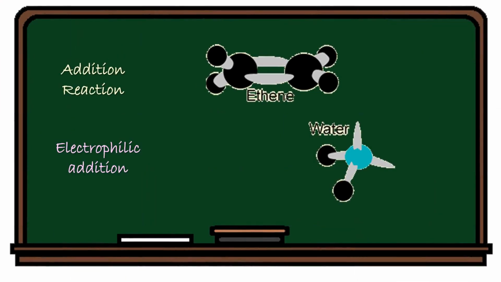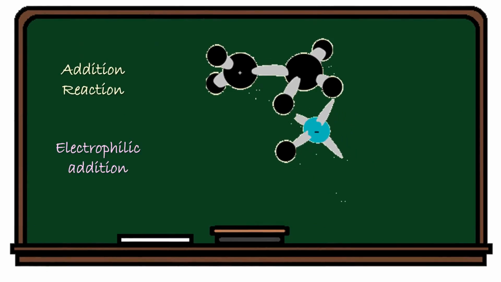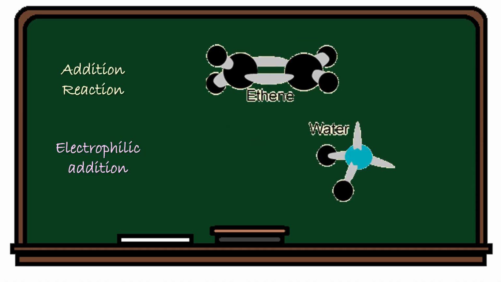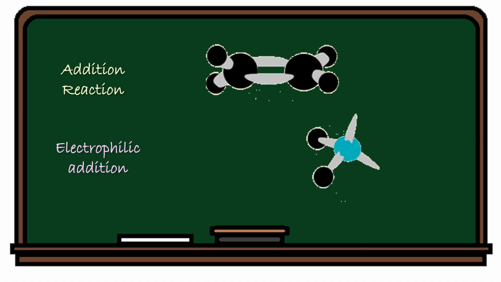Example: electrophilic addition. Hydration of alkene. An electrophile, the water molecule, is added to a nucleophilic site, the carbon-carbon double bond.